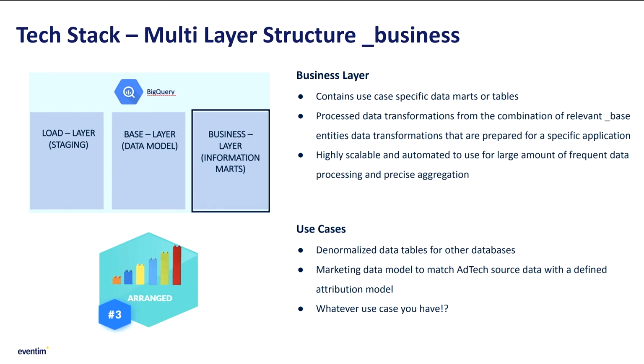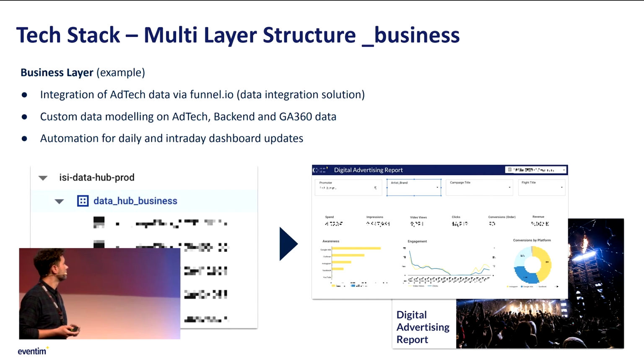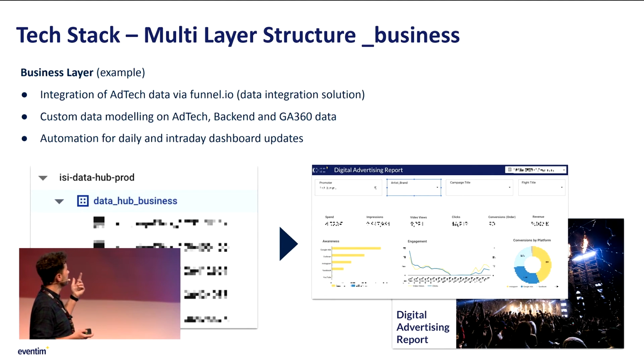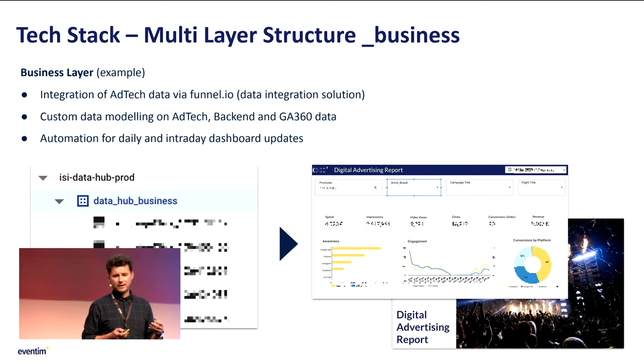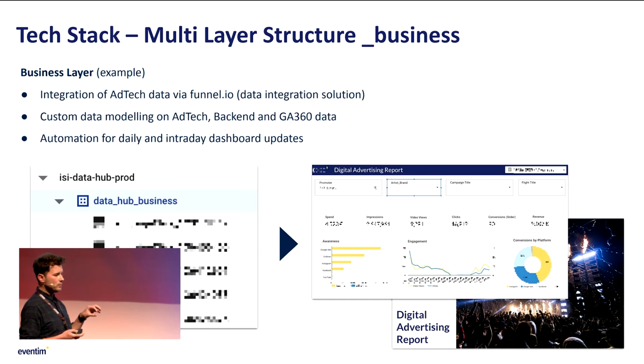Business layer, just very briefly, that contains a specific use case, the data marts, and so on. One specific use case is a business or a digital advertising dashboard, which we built not that long ago. Basically, we use the initial ad tech data sources from the platforms. I think it's Google, Outbrain, Instagram, Facebook, so Meta, and YouTube, and so forth. We integrate the data via Funnel, very easy, very fast, but model the data in a way that we have only one attribution model in place.